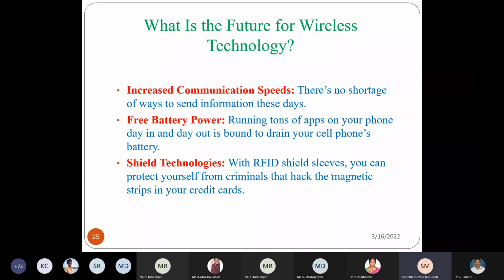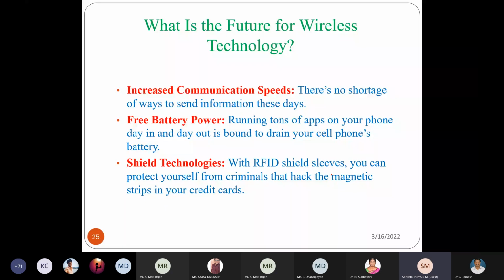And already the disadvantage of the wireless communication system, what we have seen, is unauthorized access and security. So in future, we are going to have shield technologies, right? We are going to have RFID shield. We are going to protect ourselves. We are going to protect all our digitalized system using these magnetic strips in your credit cards, in your debit card, whatever highly protected system, which is going to have a magnetic shield. Okay, so this is going to be the future wireless technology.